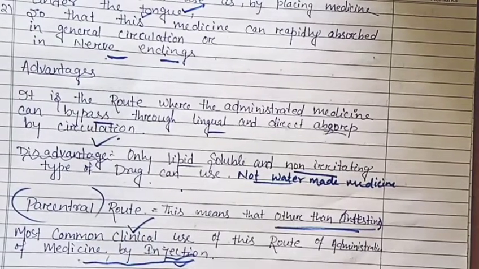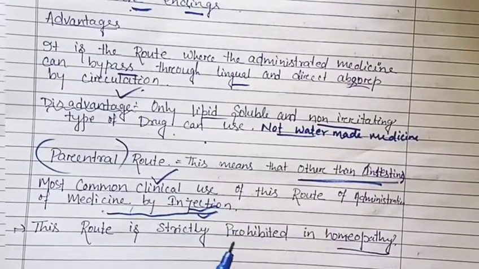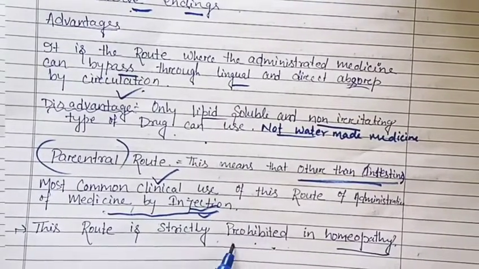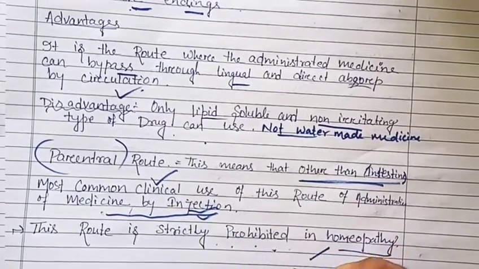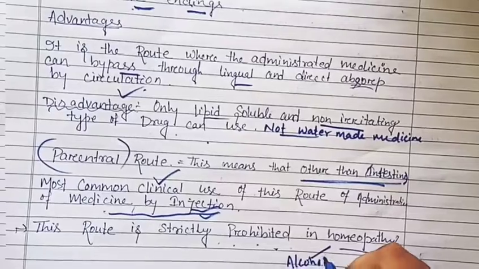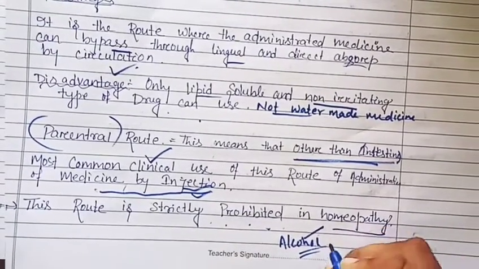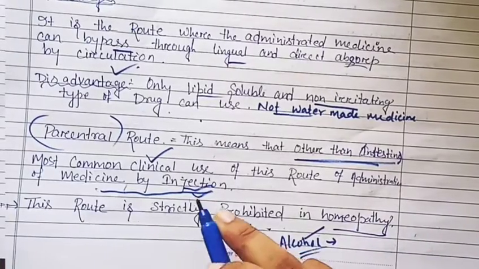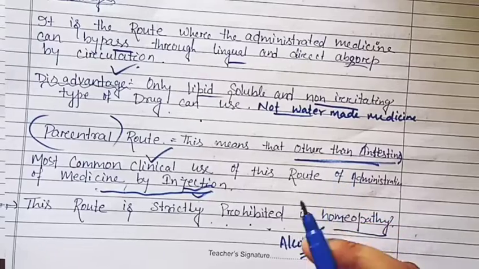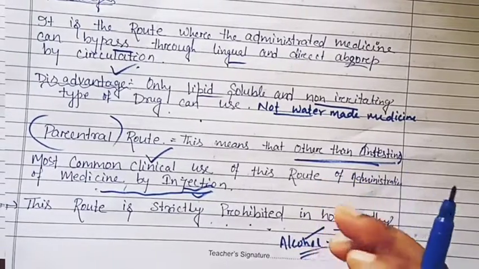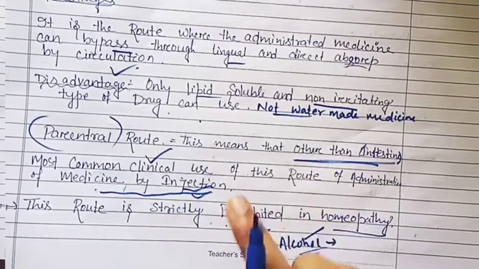We can't give injection in homeopathy. It is strictly prohibited. Why? Because homeopathy medicines are made of alcohol, and much alcohol is present in them. So when this alcohol is administered through injection, it causes much damage and causes vulgar behavior in the person. So we do not take homeopathy medicine as injection.